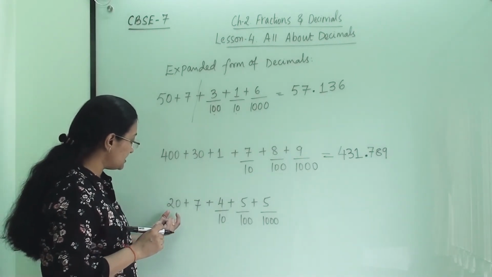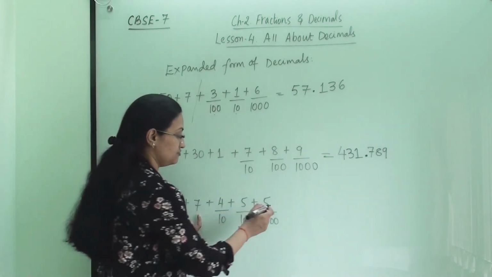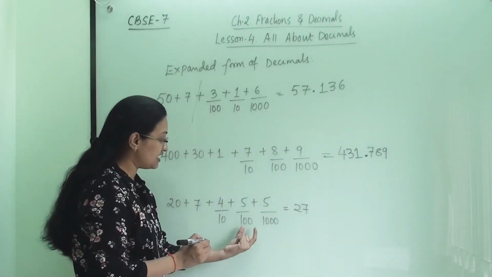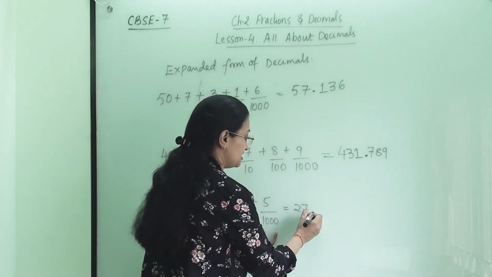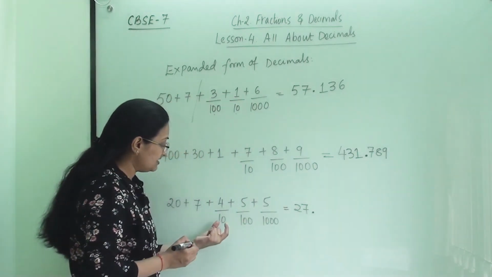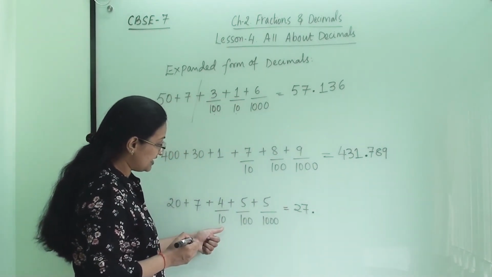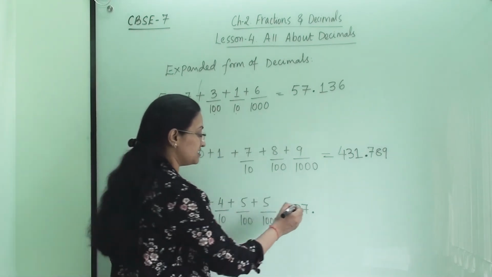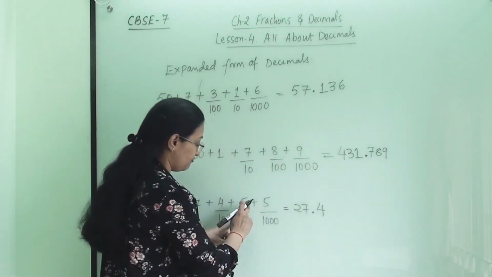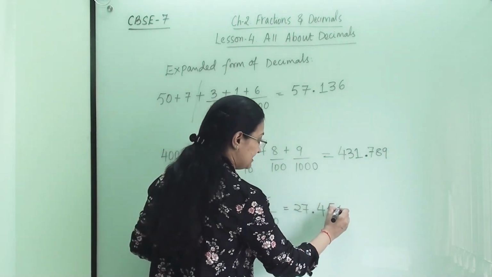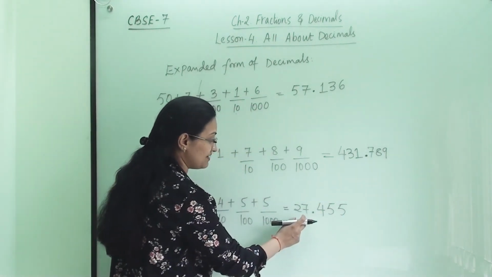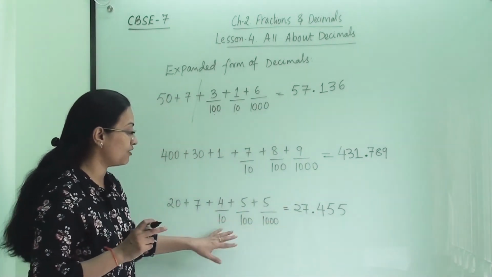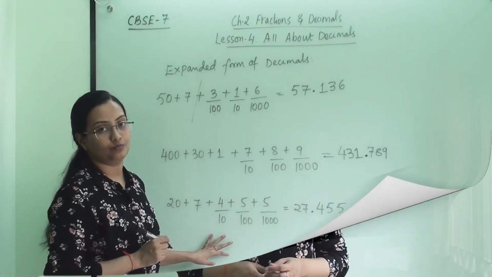The next number is 20 plus 7, so it is going to be 27. And then the decimals are starting, so we will put the decimal point here. And then these fractions are 10, 100 and 1000, so they are in sequence. So we will write 4, 5 and then 5. So 27.455 will be the decimal number of this expanded form.